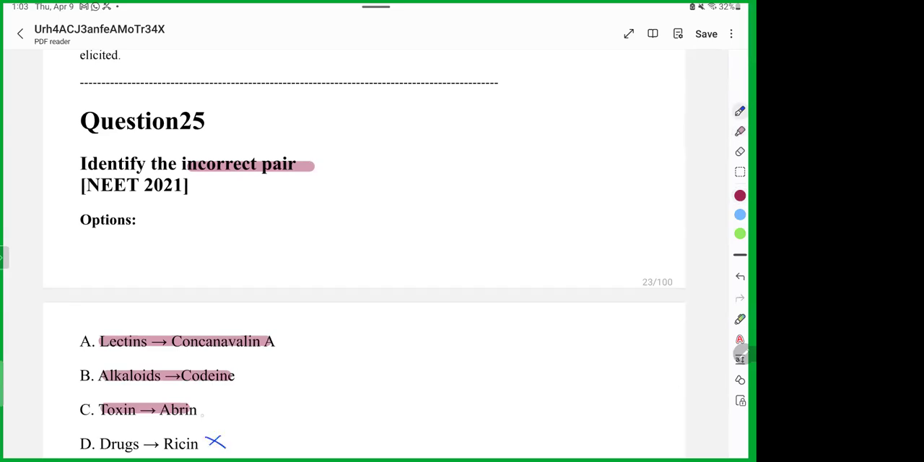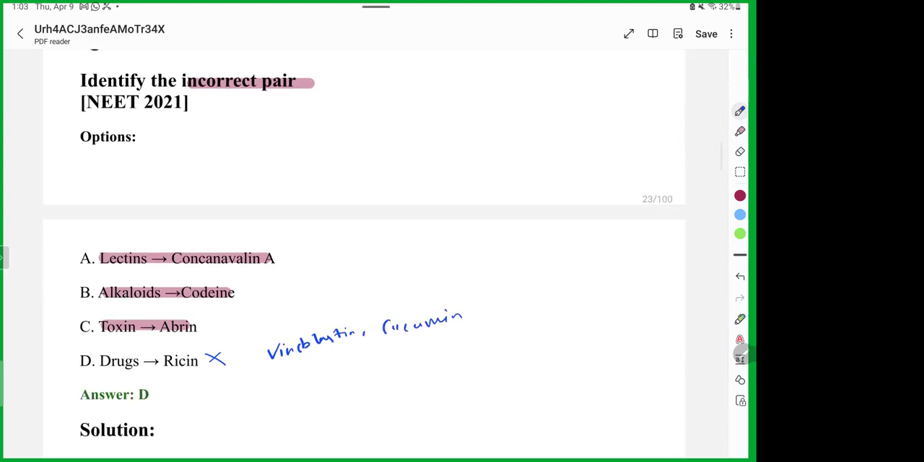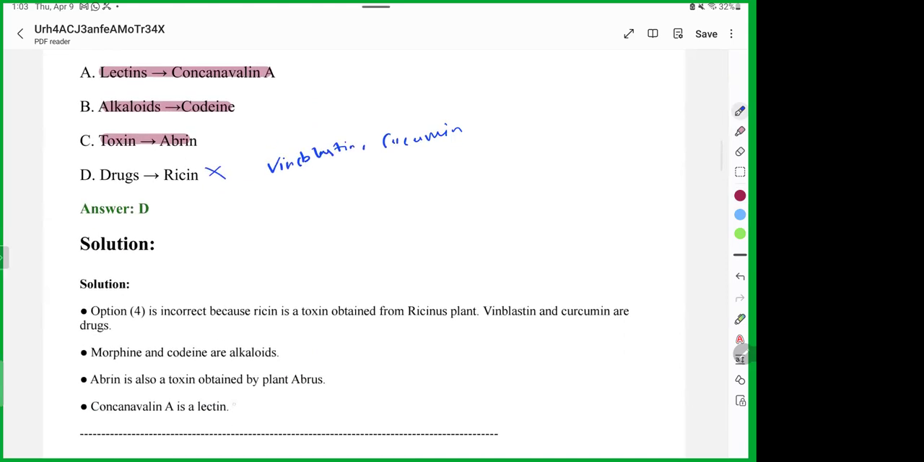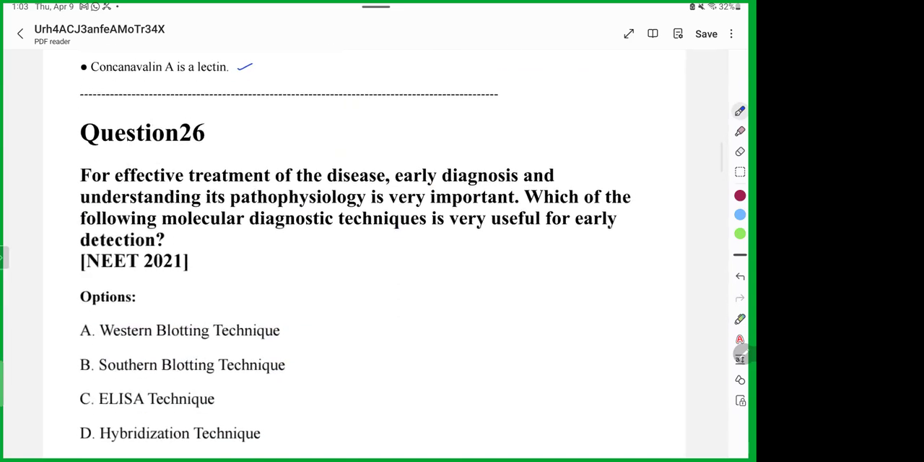Abrin and ricin are toxins. Drugs are vinblastine and curcumin. Curcumin and vinblastine are drugs. Concanavalin, abrin and ricin are toxins. Morphine is an alkaloid. This vinblastine and curcumin are effective. Next, Pratigya. Early diagnosis.